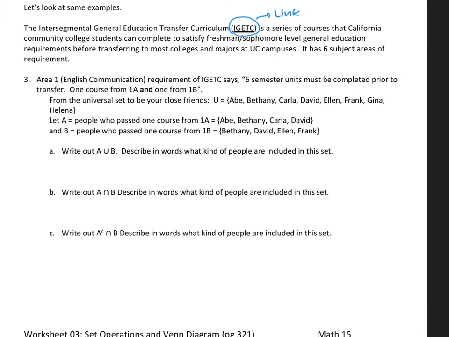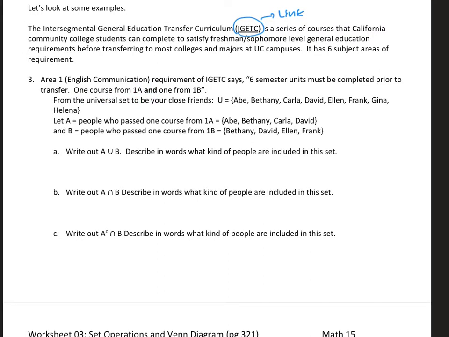Okay, so let's look at number 3. Area 1, the English communication requirement. IGETC says 6 semester units must be completed prior to transfer, 1 course from 1A, and, so I'm going to underline, and 1 from 1B. So I'm looking at the people who did 1A, and the people who did 1B. It says 1A and 1B, so I'm looking at the intersection, right? So let's say you have a universal set: Abe, Bethany, and so on and so forth. You notice that I'm looking at the first letters A, B, C, D, E, F, G. So let A be people who passed 1A, and B be people who passed 1B.